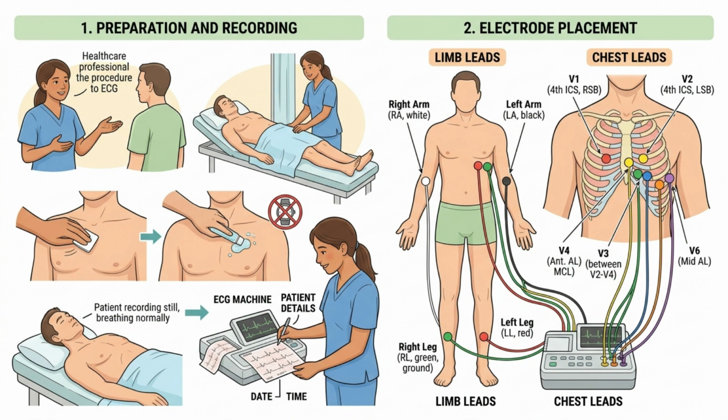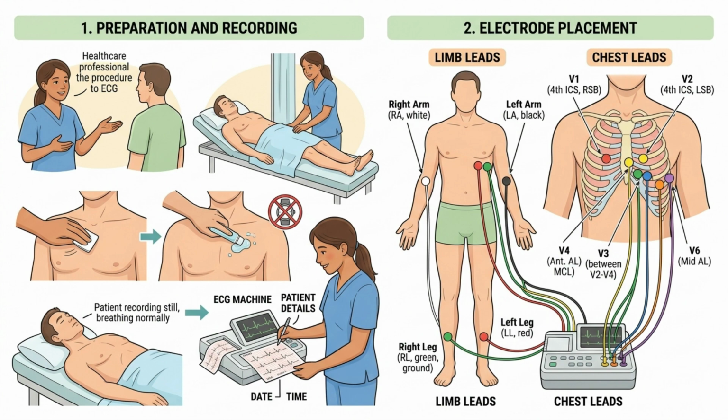Chest leads. 6 electrodes are placed on the chest: V1, fourth intercostal space, right sternal border; V2, fourth intercostal space, left sternal border; V3, between V2 and V4; V4, fifth intercostal space, mid-clavicular line; V5, anterior axillary line; V6, mid-axillary line.